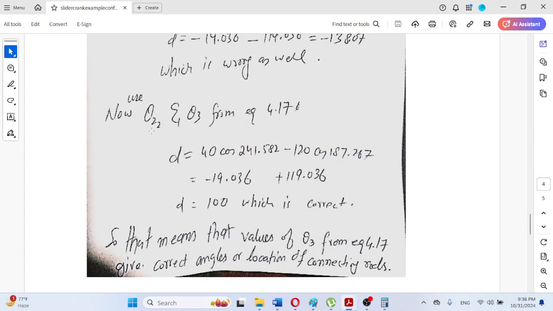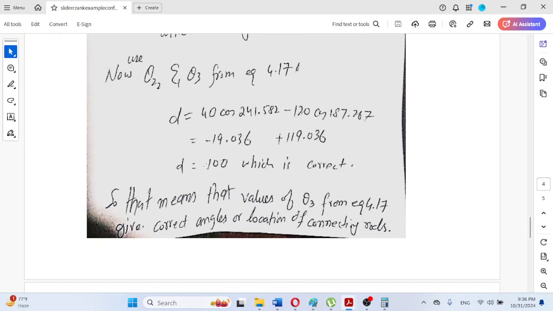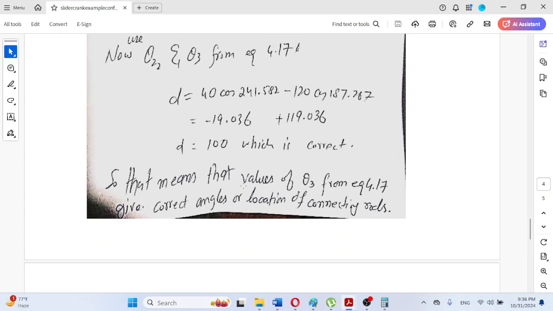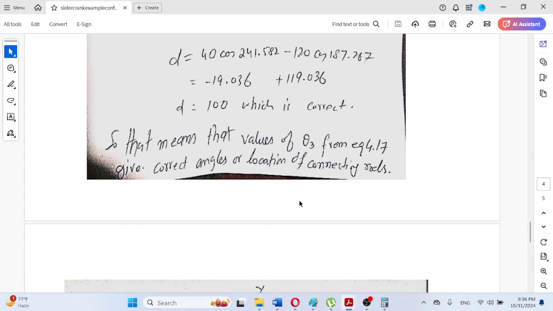So if we use theta 2 2 and the theta 3 value from equation 4.17, as we can observe here, D is equal to this, and the result comes out to be exactly 100 millimeter, which is correct. So that means that the values of theta 3 from equation 4.17 give the correct angles and locations of the connecting rod, so these values will be accepted.